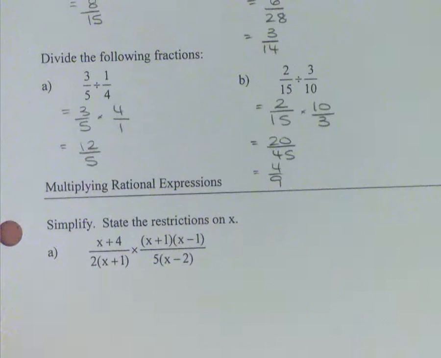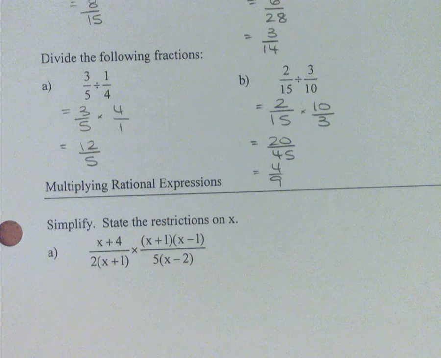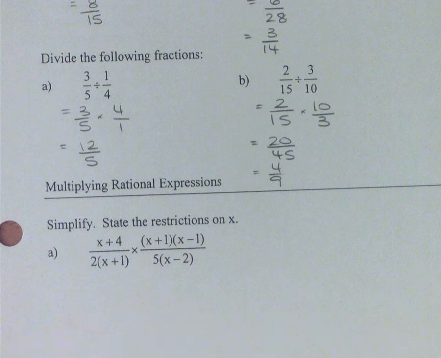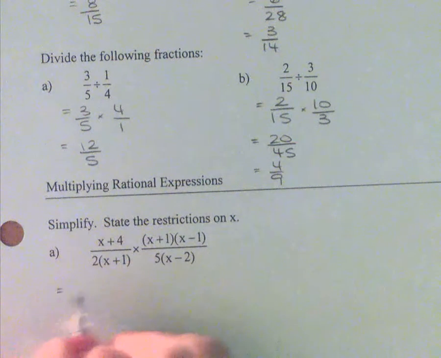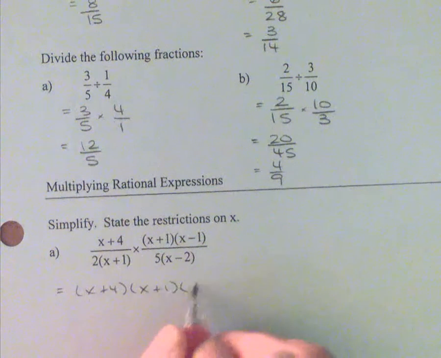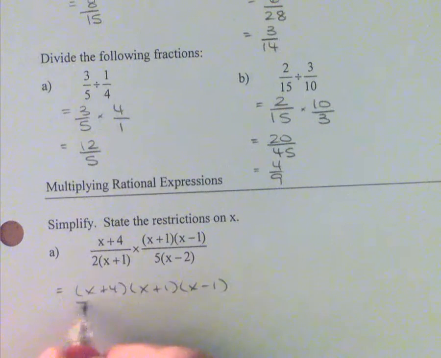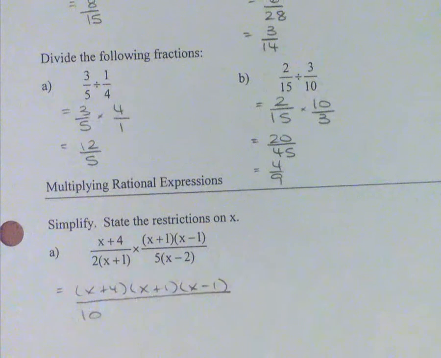So again, let's move along to multiplying rational expressions. To be able to multiply them, they absolutely must be factored. If I look at this one, the top and the bottom are all factored. So I'm going to multiply top times top and bottom times bottom. So I'm going to multiply 2 and 5, which will give me 10.